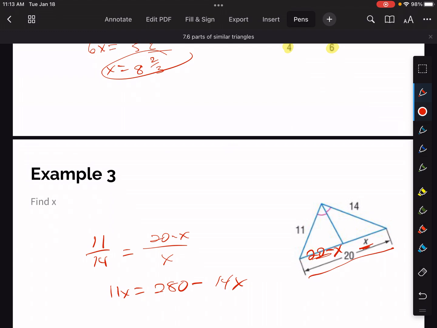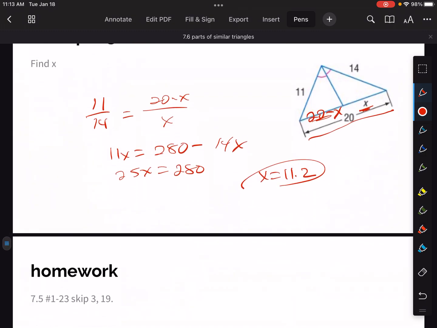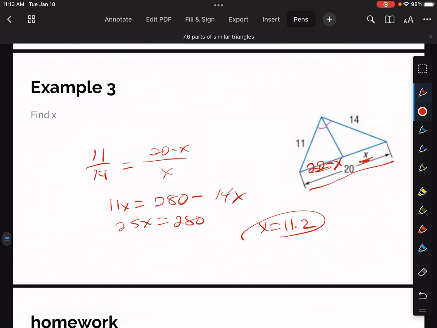We move our x's over here, we get, let's see, what do we get? We get 25x equals 280. Therefore, x must equal 11.2. So again, just setting up the relationship that is proven in the theorem is all we're really doing today.